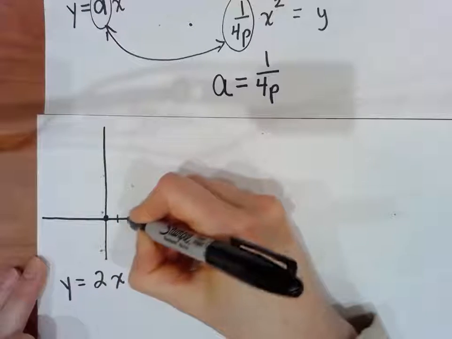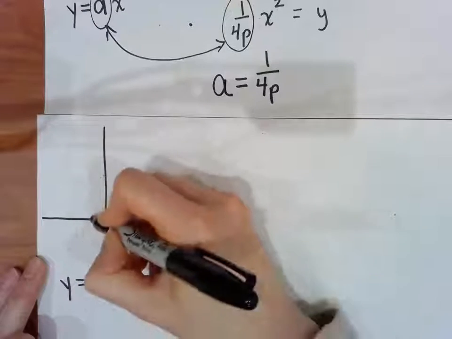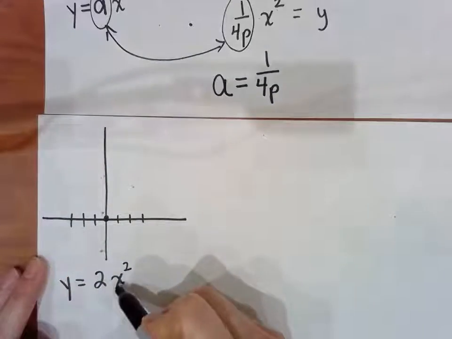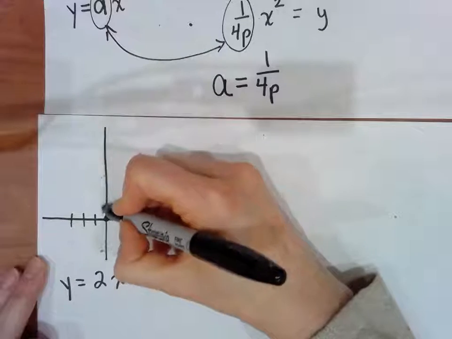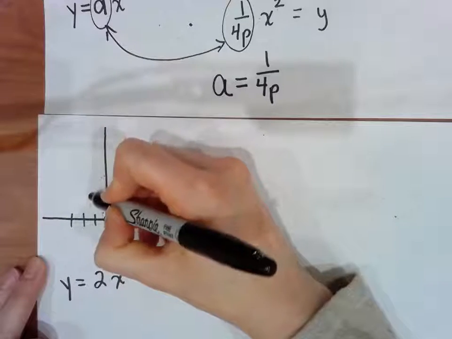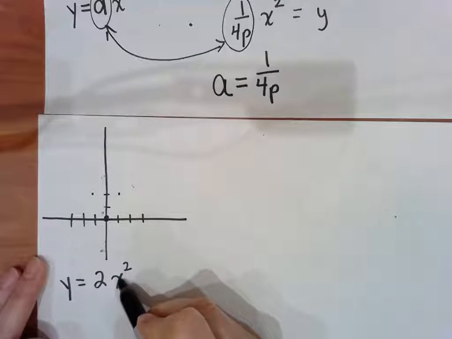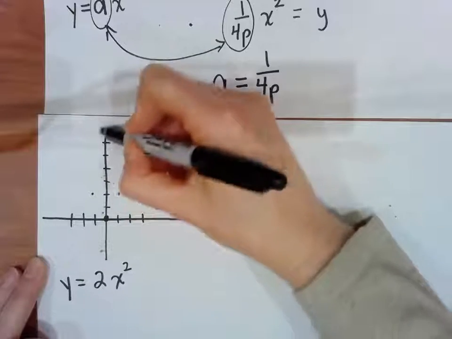Okay, so 1, 2, 3. Oh, sorry, 2x squared. 1, 2, 3. Okay, so when we put a 0 in there, we get 0. When we put 1 in there, we get 2. So it goes through that point. When we put 2 in there, we get 8. So 1, 2, 3, 4, 5, 6, 7.